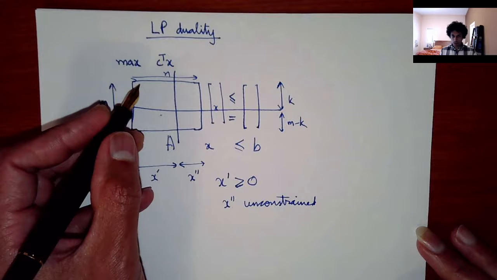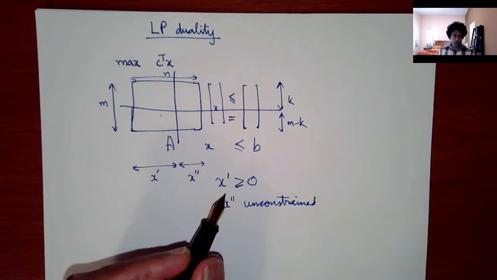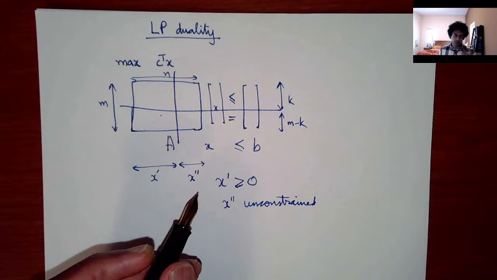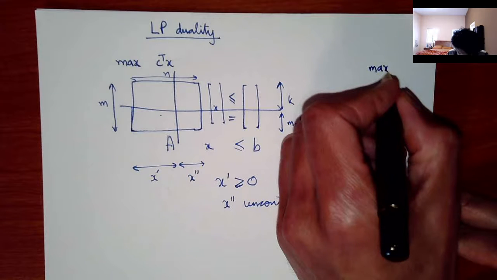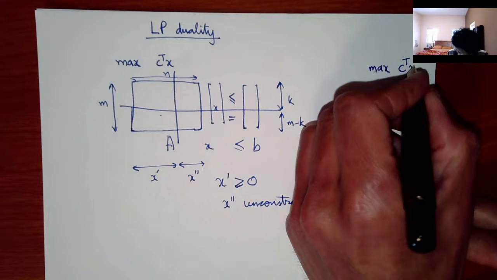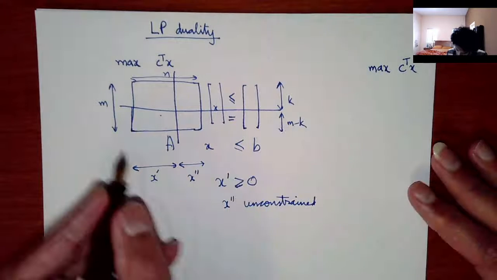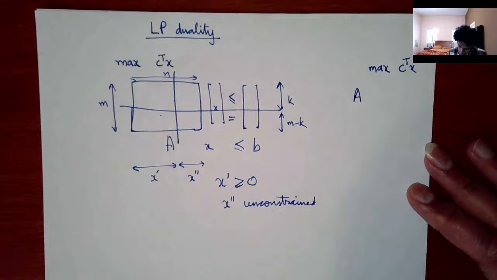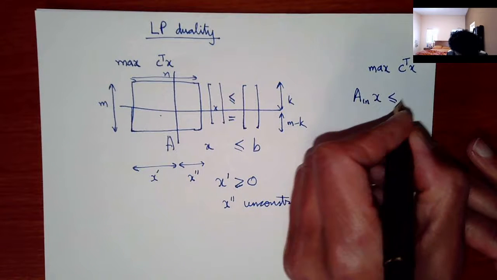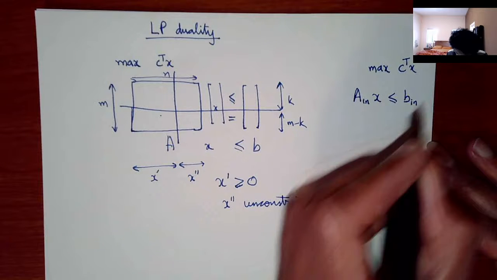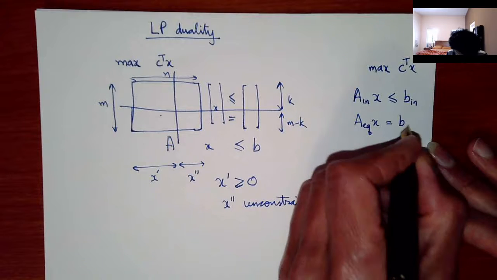Could you explain X prime and X double prime again? All the variables in X prime are greater than or equal to 0. So the LP is written as follows: max C transpose X, such that A inequality times X is less than or equal to B inequality, and A equality times X is equal to B equality.